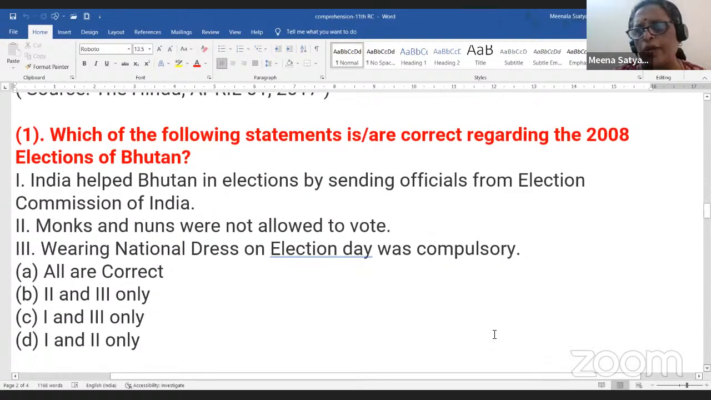But don't play the game of inky pinky ponky. You never know how luck favors. All are correct. Second and third are correct. First and third are only correct. First and second are only correct. I would like to go back to the passage now.